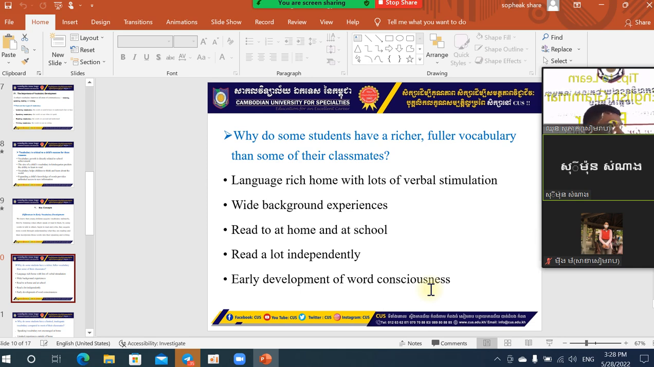And why do some students have a richer, fuller vocabulary than some of their classmates? They have a language-rich home with lots of verbal stimulation, wide background experiences, read at home and at school, read a lot independently, and have early development of word consciousness.